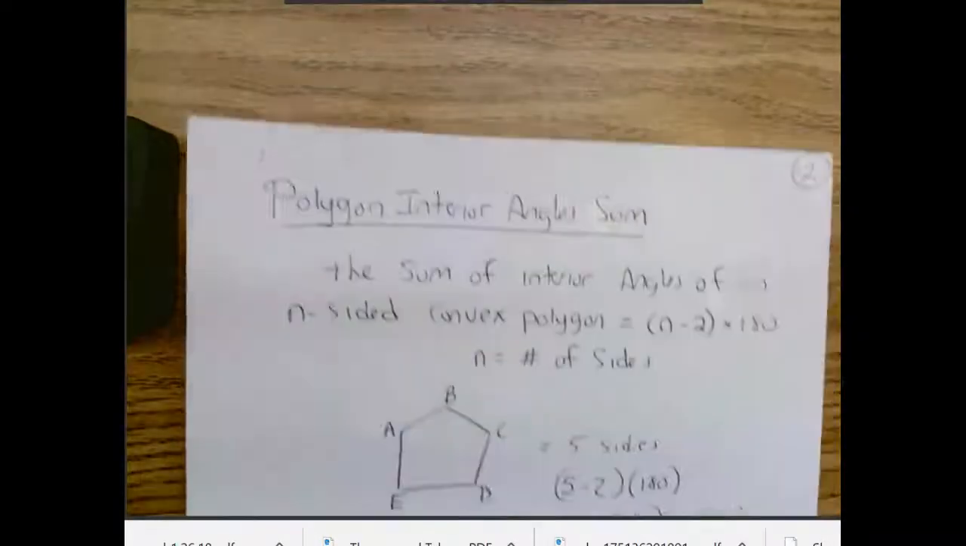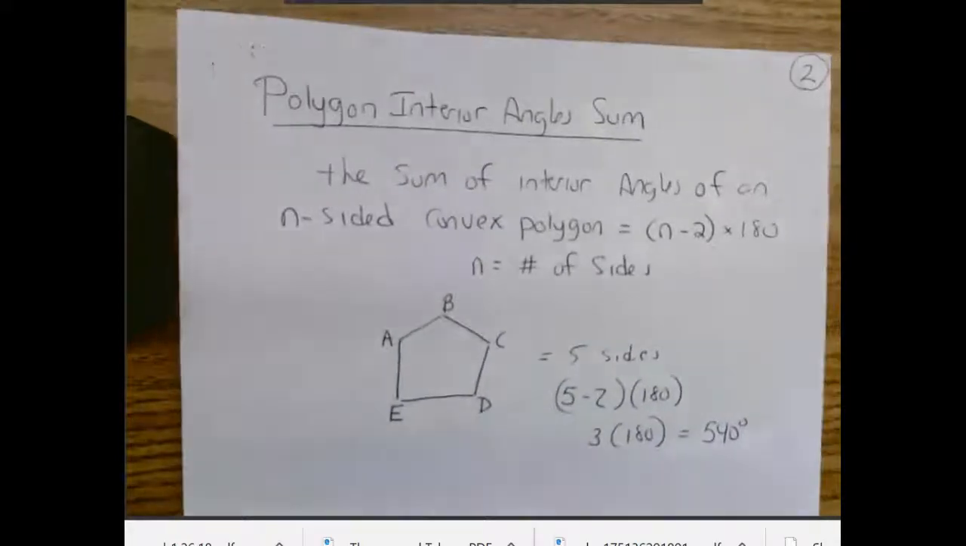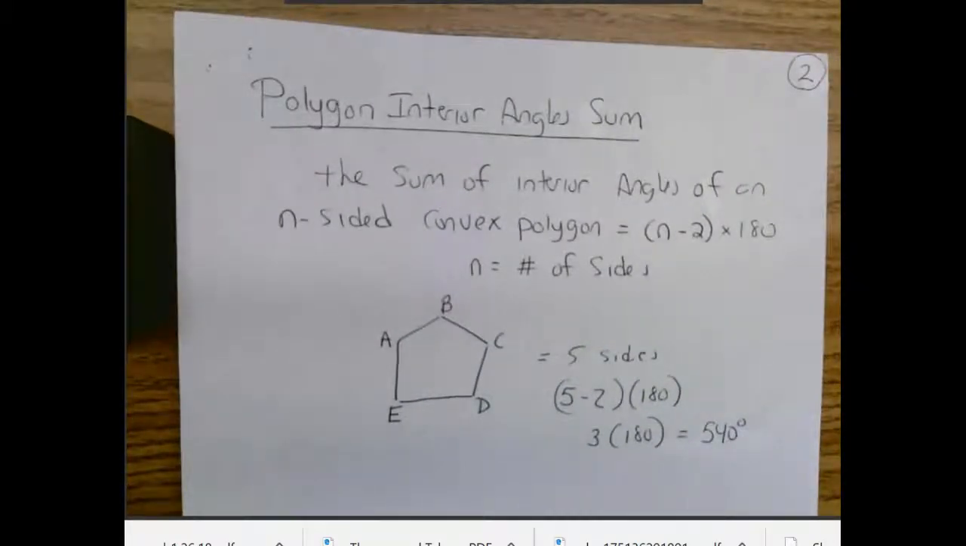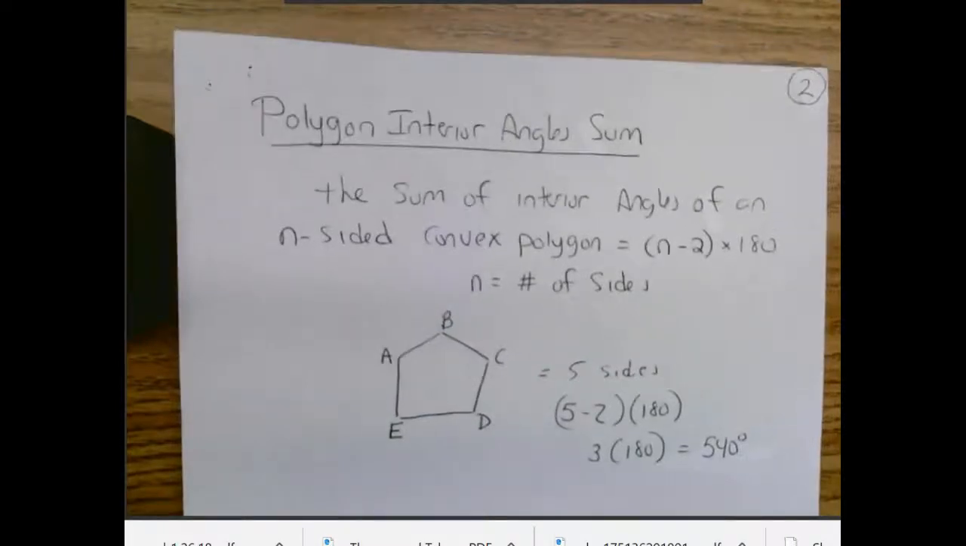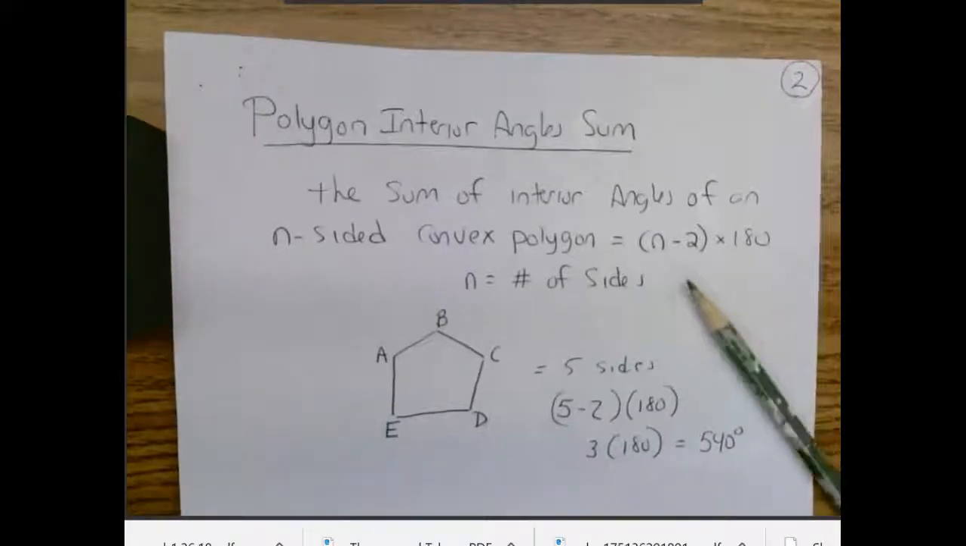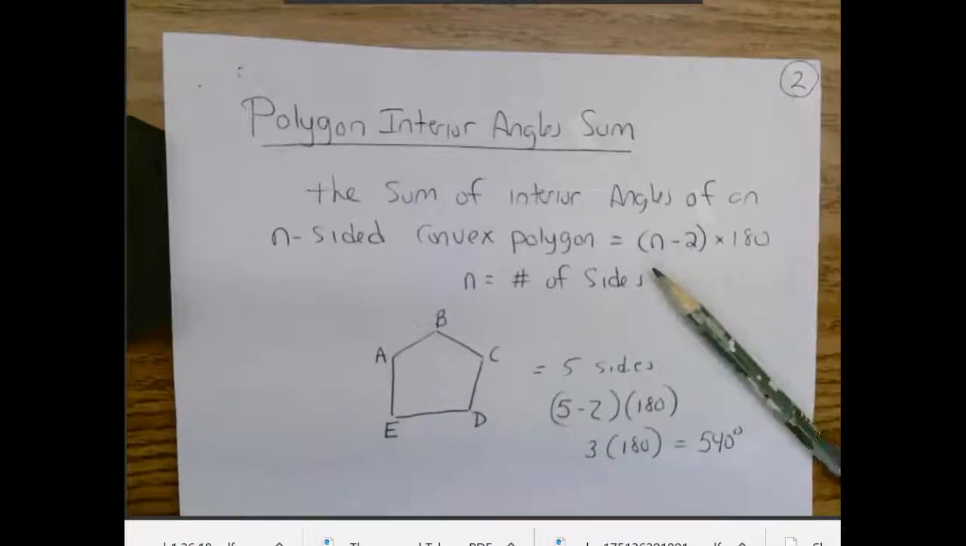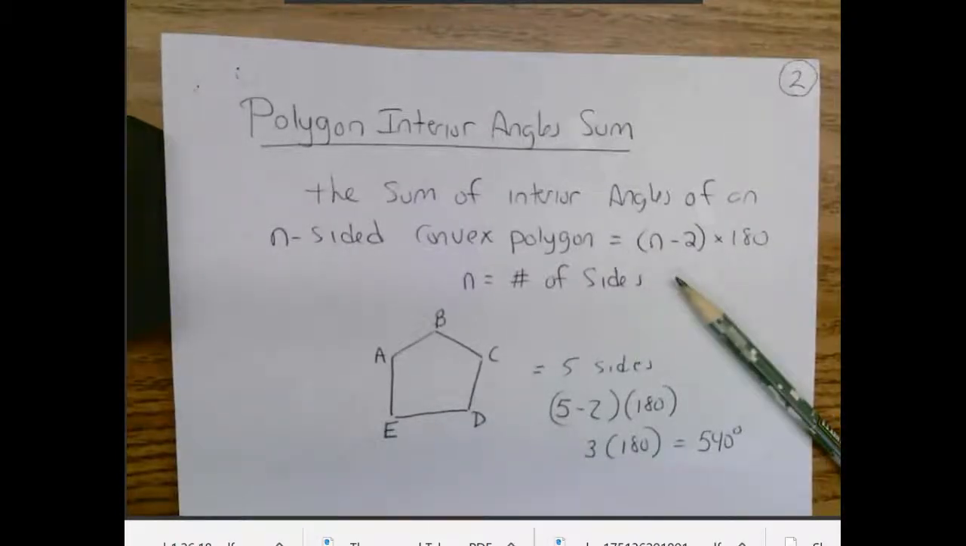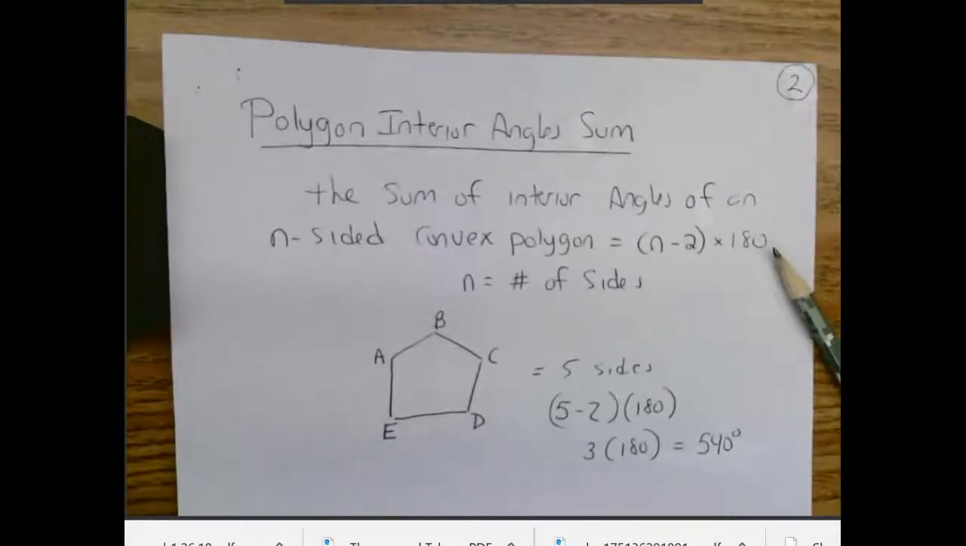So then we have a theorem for that, and this is called the Polygon Interior Angles Sum Theorem. Okay? And this says the sum of the interior angles of an n-sided convex polygon is equal to this equation right here. So the number of sides minus 2, times 180. And really the number of sides that we have, we just subtract 2, and that tells us how many triangles. So 5 minus 2 gives us 3 triangles. 3 times 180 gives us whatever total angles it would be.